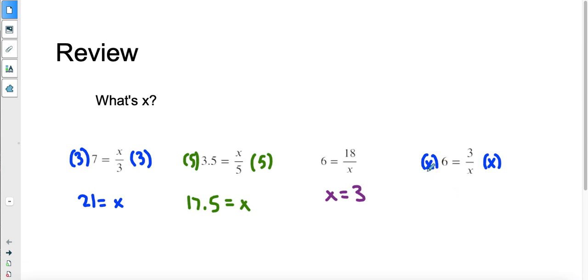Because on the left-hand side, I have 6 times x, and on the right-hand side, these x's cancel out and I'm just left with 3. So I'm trying to figure out now, 6 times what number is equal to 3? To figure out what x is, all I need to do is divide by 6. So x is just going to be 3 divided by 6. And if you check this using your calculator, that's going to give you 0.5.